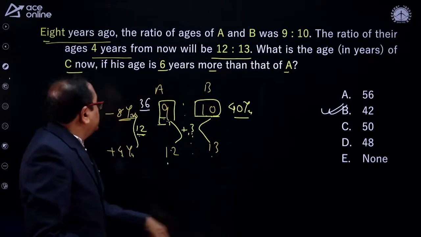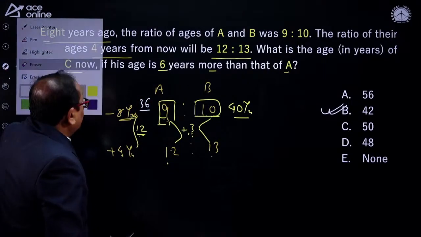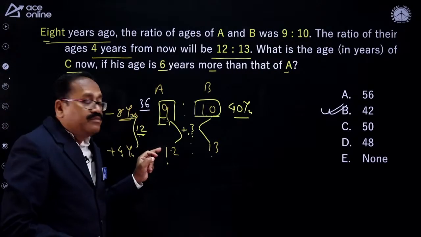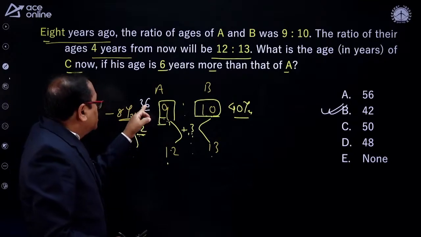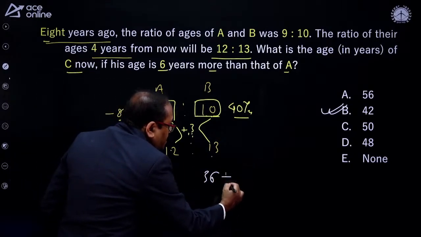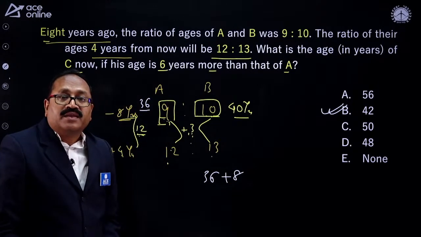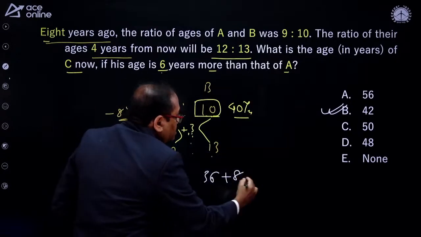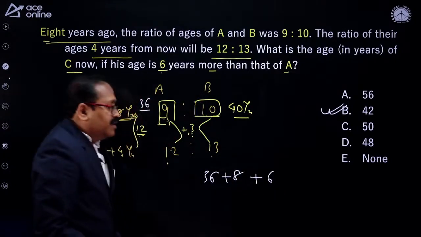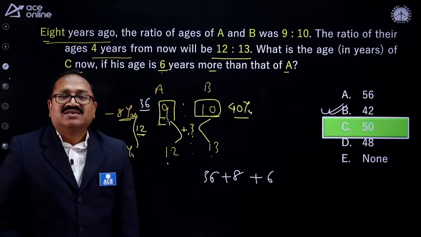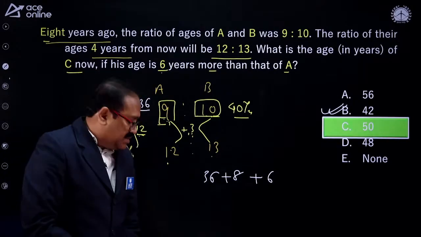So what is the present age? I am getting 36, which is of how many years back? 8 years back, because this ratio is from 8 years back. So 36 plus 8 is the present age of A. And C is 6 years more than A, so add the 6 over here. Then 42 plus 8, 50. So that's right. Option C.